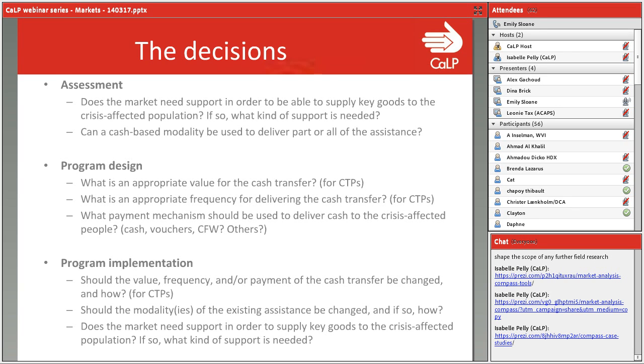And also this focus on cash-based modality. Is cash feasible, or I should say local procurement as well, to deliver the assistance that we want to deliver? For program design, once we've determined that cash is feasible, there are questions about an appropriate value, frequency, and payment mechanism for a cash transfer, and market information can help make those decisions. And then when we move into program implementation, it's essentially a matter of revisiting those previous decisions to make sure that they're still relevant and to determine if we need to change any aspects of the program.